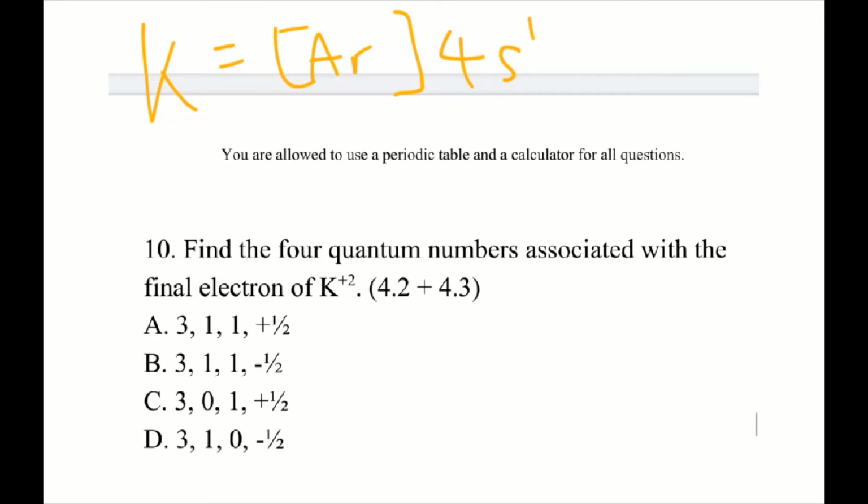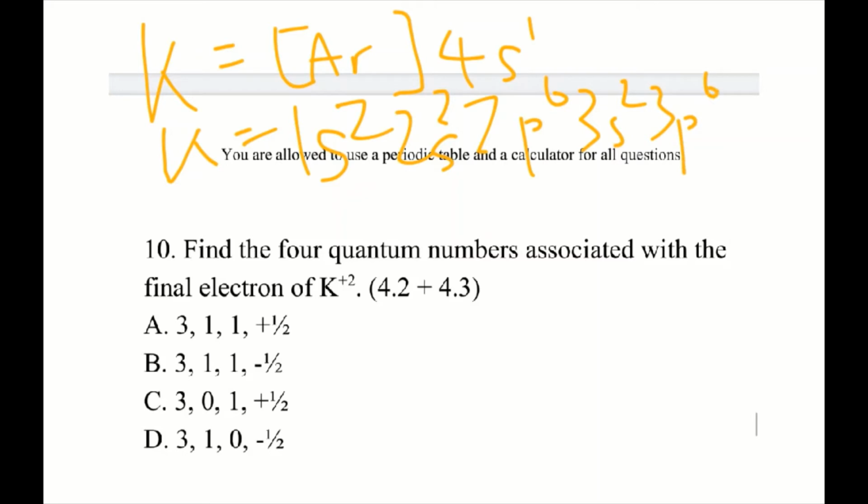So let me change this because we're losing 2 electrons. Let's actually expand argon's electron configuration, and that would be 1s2, 2s2, 2p6, 3s2, 3p6, and then 4s1. So all of this belongs to argon, and we just expanded it. So we have to remove 2 electrons since it's K2+. So which ones do we remove? Well, we're going to remove the one with the highest N, so that's gone. But we need to remove one more electron. So what's the next highest N?